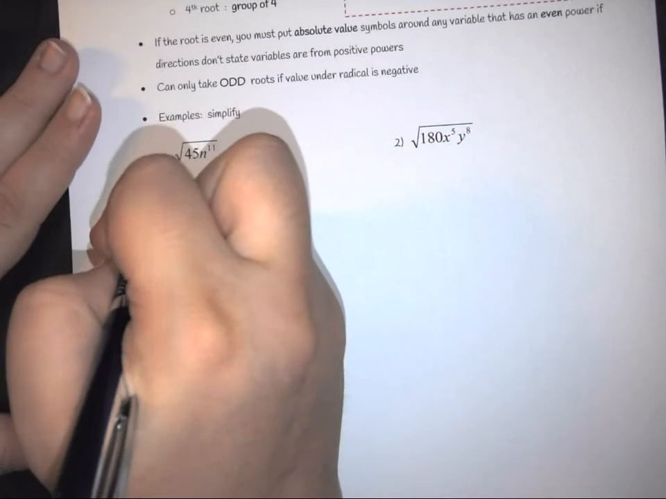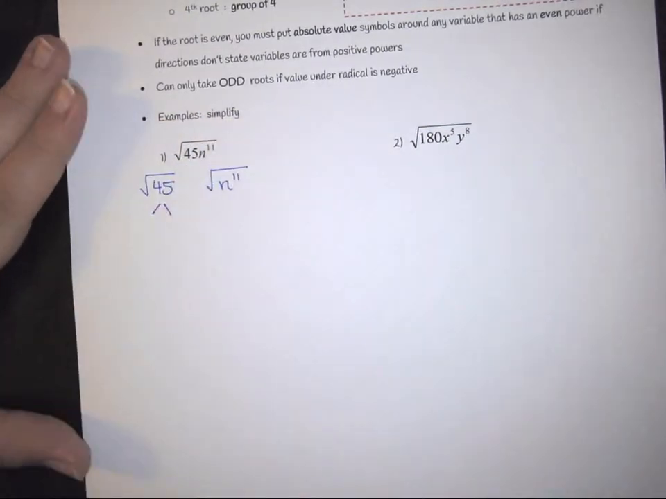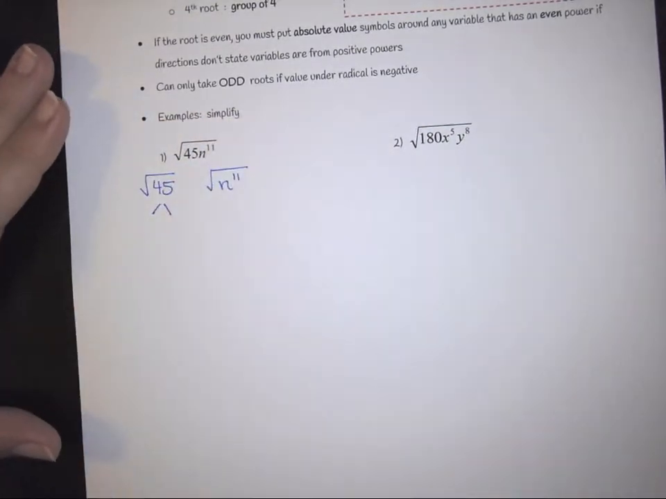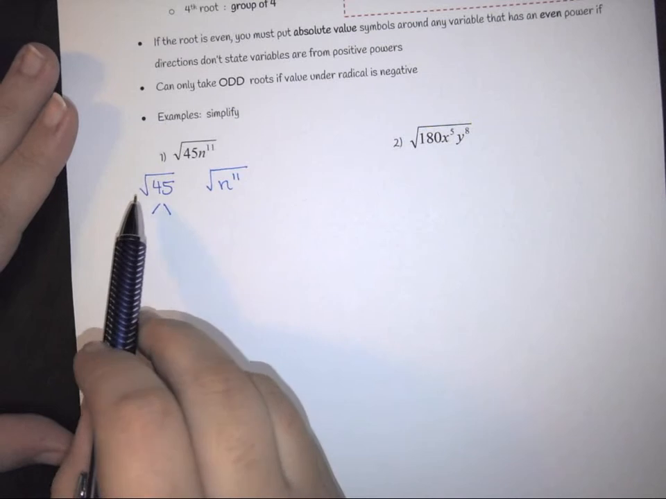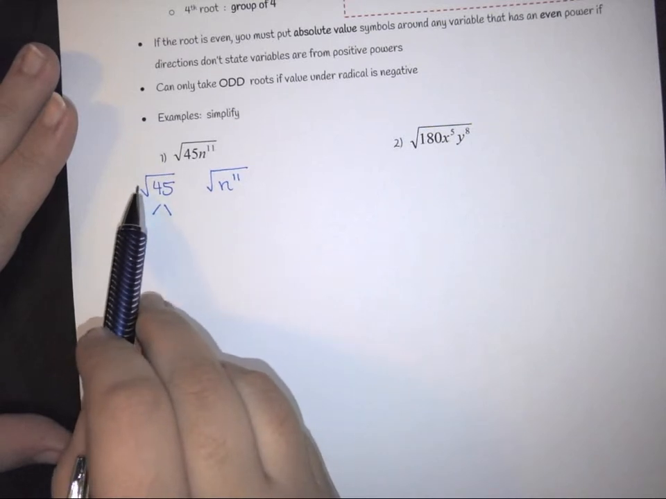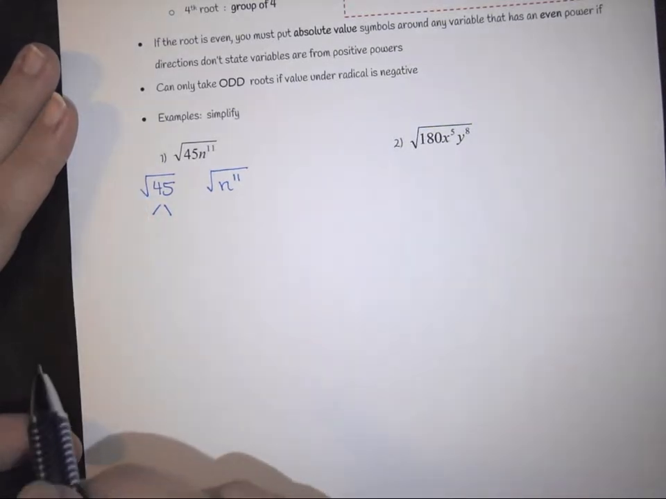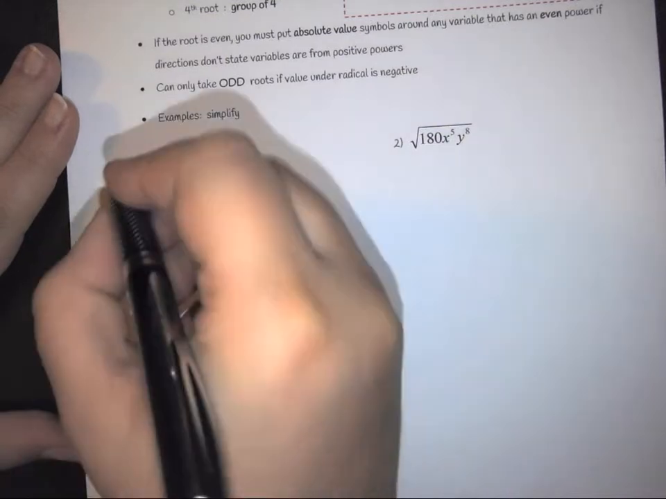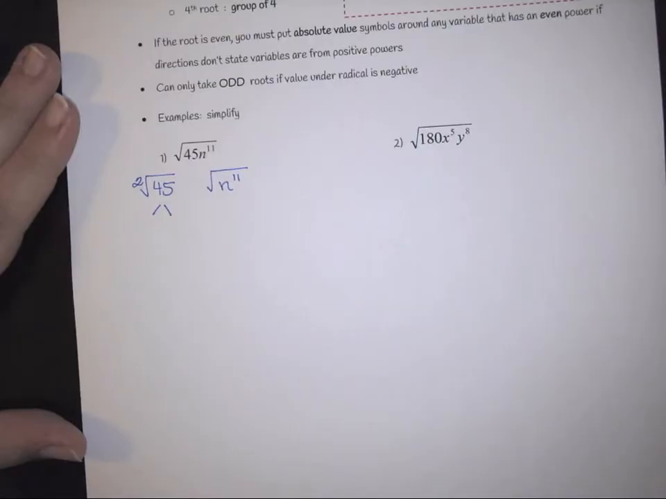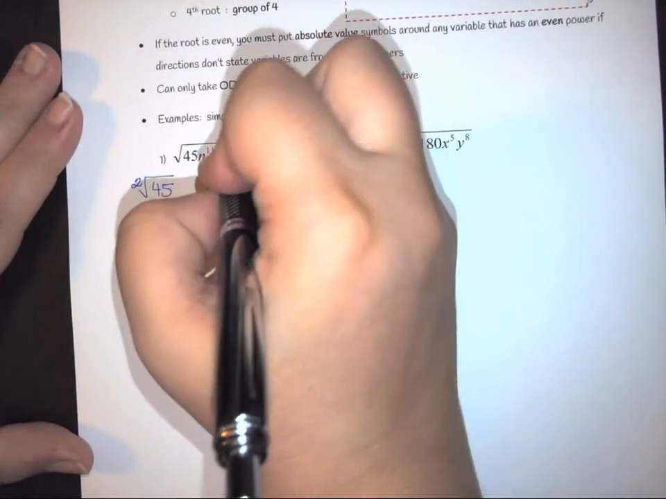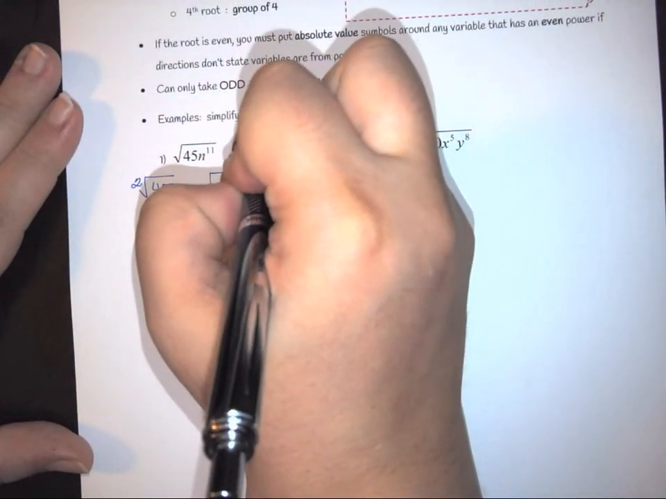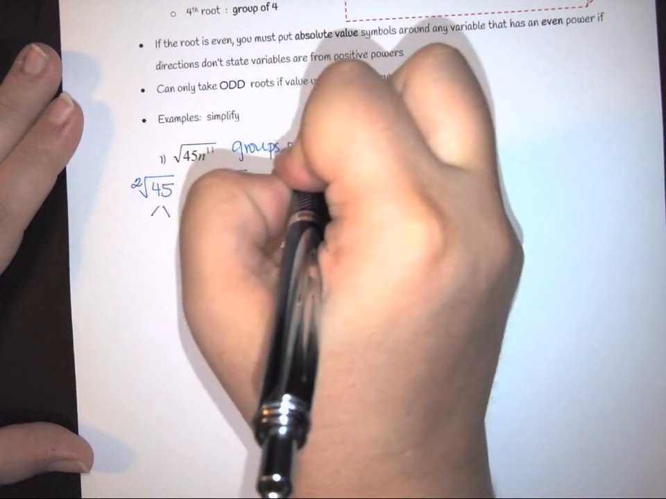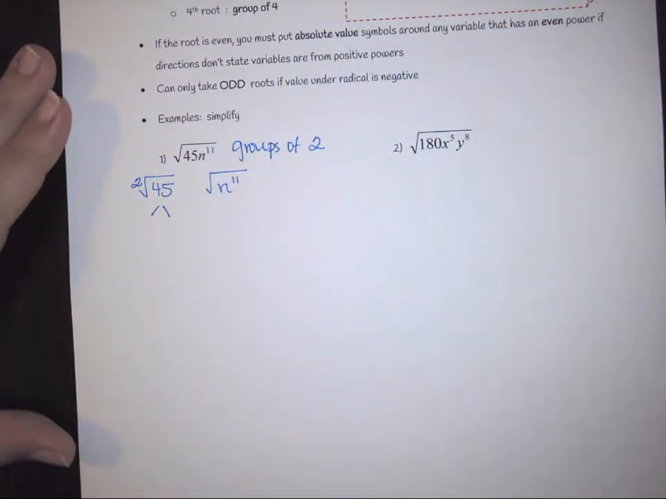So when I'm looking at 45, I want to ask, can I reduce 45 down to a perfect square? Because after all, if you do not see a number written in your index, you can assume that number is actually a 2, meaning square root. So in this case, I am looking for groups of 2, and they have to be identical.